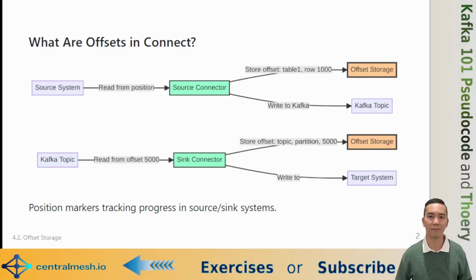Why is it important? Imagine the connector crashes halfway through processing millions of records. When it starts again, it doesn't need to begin from scratch. Instead, it simply reads its previously stored offset and resumes from exactly where it left off. This ability to resume processing makes Kafka Connect highly reliable and minimizes duplicate processing.